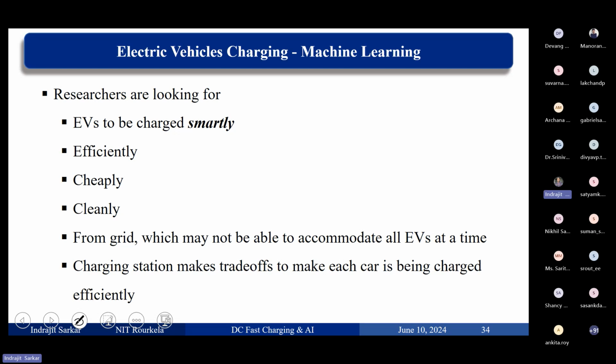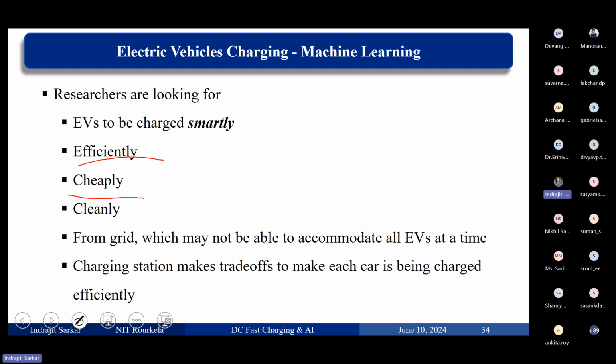So a cost benefit should be there to help the customer choose which charging location he or she must go to, and the information should be available to the EV owner, so that he or she can charge the vehicle smartly. That is why EVs are to be charged smartly, from both the utility point of view and the customer point of view. That is why cheaply, and efficiently. What is the meaning of efficiently?